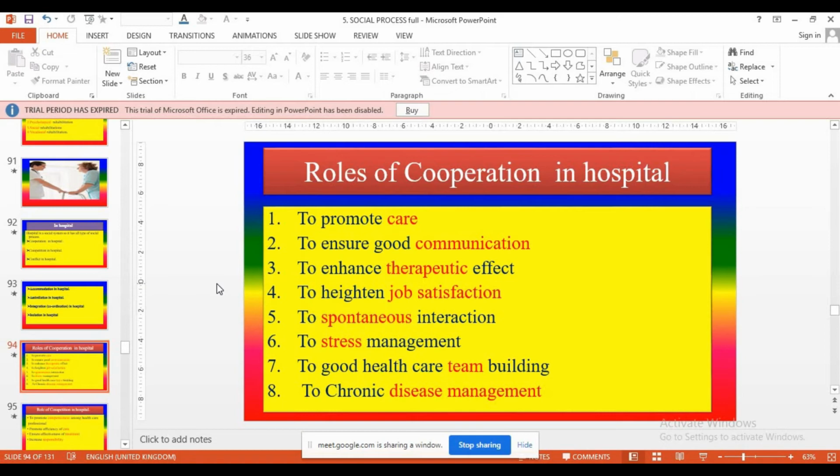Fourth one, to heighten job satisfaction. Students, in hospitals many are dissatisfied due to lack of cooperation. That's why every hospital organizes various programs to promote cooperation between the healthcare professionals.